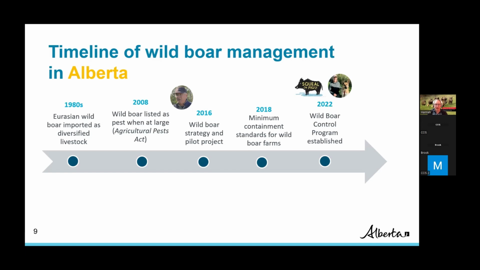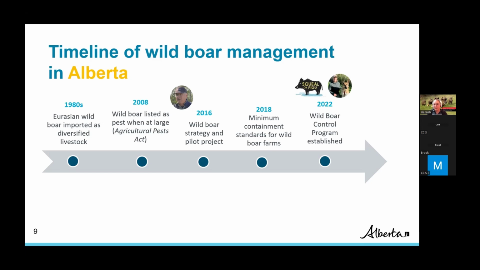pilot project for Alberta. And he spent a lot of time talking to folks in the US about what they'd been doing and what had been working for them. And he really tried to take all of those successful tools and bring them back to Alberta. So that's when our trapping program started. And at first it was just Perry out trapping. And we also introduced minimum containment standards for the wild boar farms we have here to prevent additional escapes.